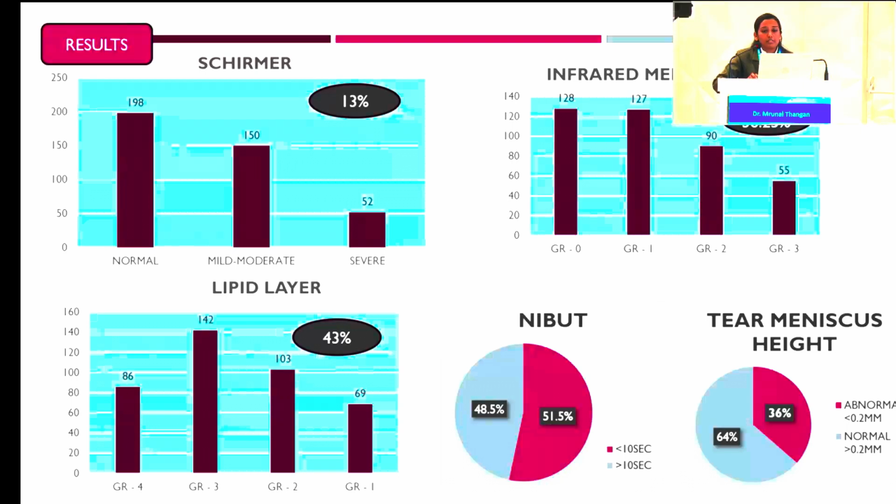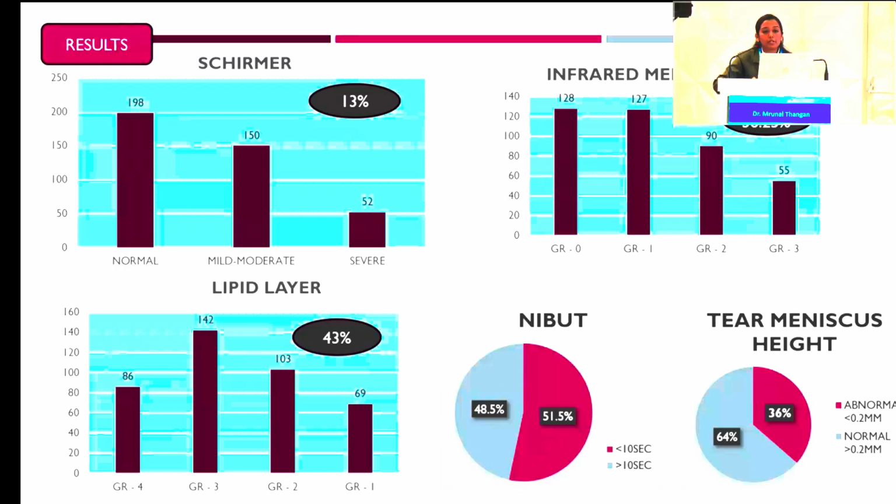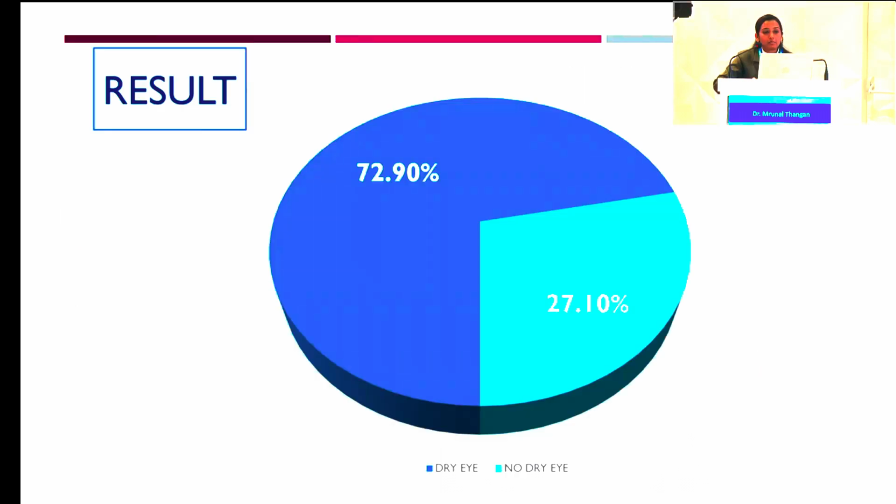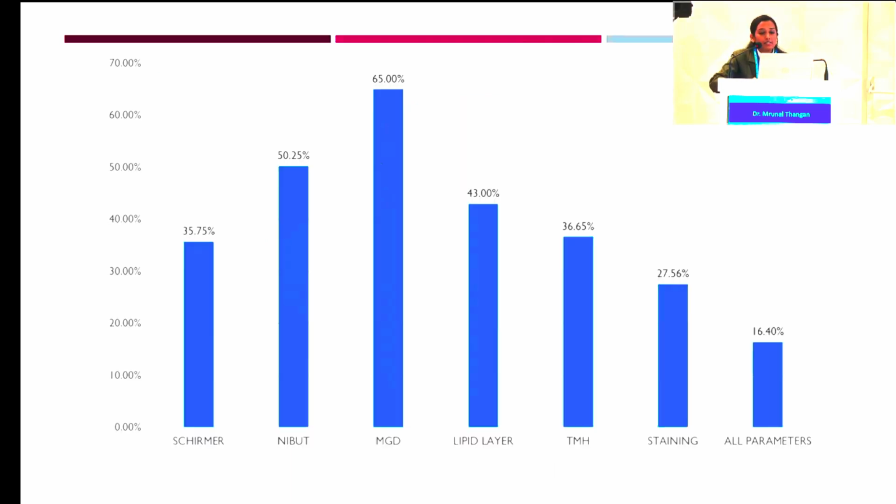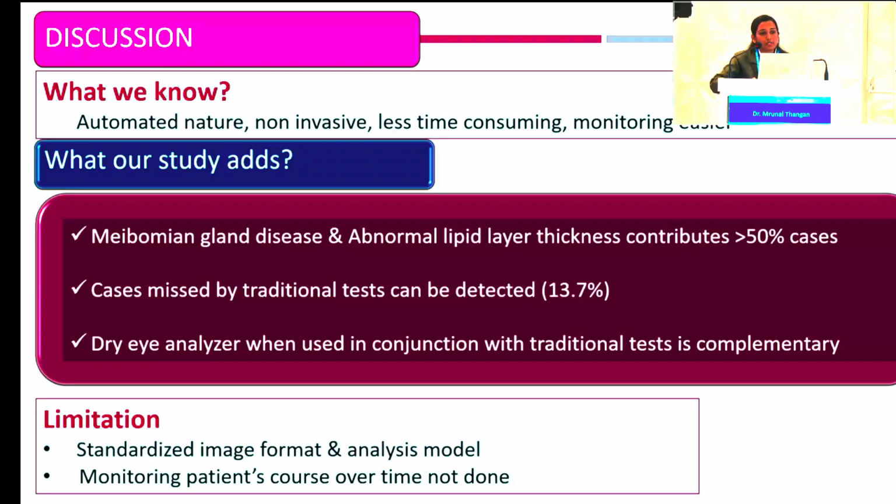So this is our result. 13% of the patients had an abnormal Schirmer's test, 36.25% had abnormal infrared meibography, and 43% of the patients showed a thin lipid layer. The result shows that out of 100%, 72.90% of the individuals have dry eye. As we compared all the parameters together, our result showed 16.40% of the individuals had all parameters positive.